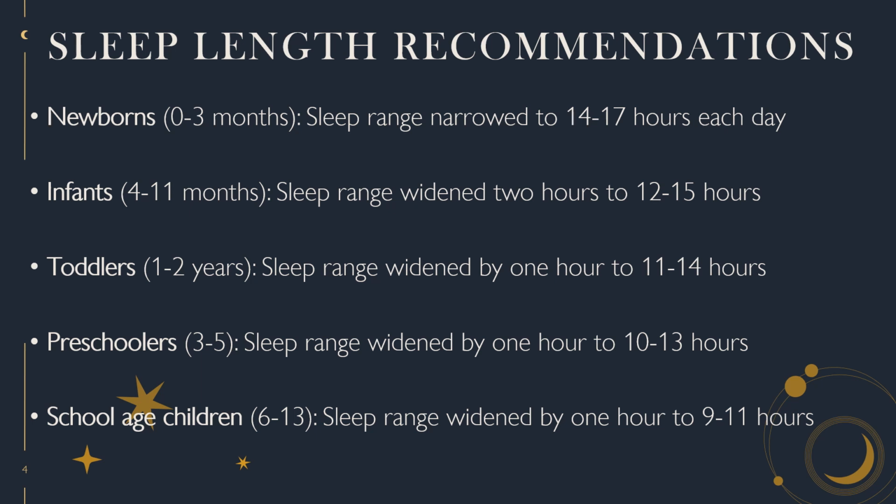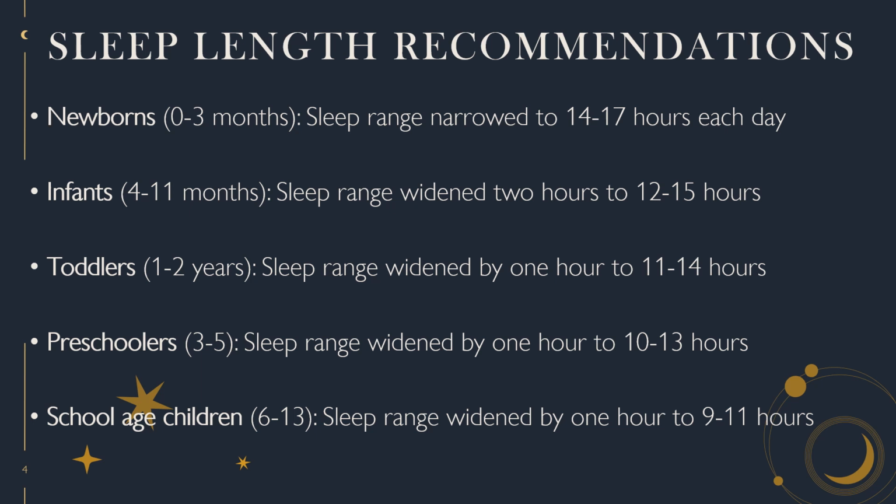Sleep length recommendations for newborns, and newborns are classified as 0 to 3 months. The sleep range is 14 to 17 hours each day. For infants, who are considered 4 to 11 months of age, the sleep range is widened 2 hours to 12 to 15 hours each day. Toddlers, considered to be 1 to 2 years, the sleep range is widened by 1 more hour to 11 to 14 hours. Preschoolers, age range 3 to 5, the sleep range is 10 to 13 hours.